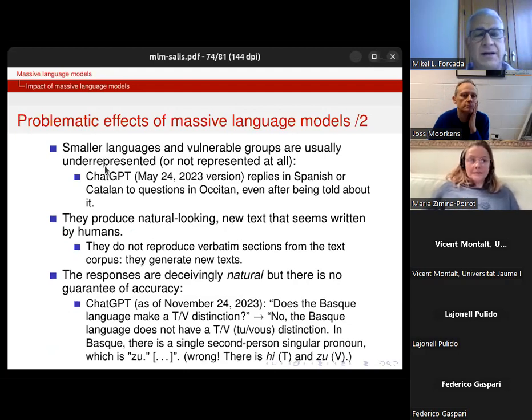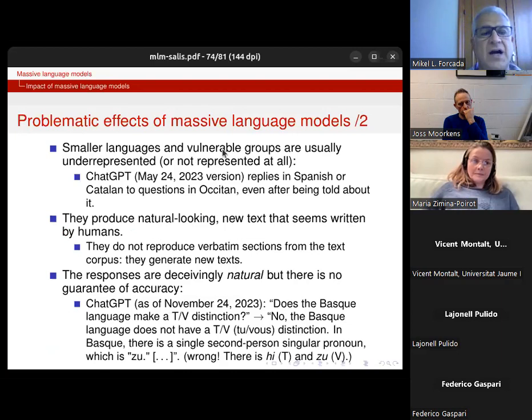Another thing is that today is the International Day for, I think, language rights. I think the International Day of Language Rights, December 4th. Yeah. So with these models, it happens that smaller languages and vulnerable groups are usually underrepresented or not represented at all.